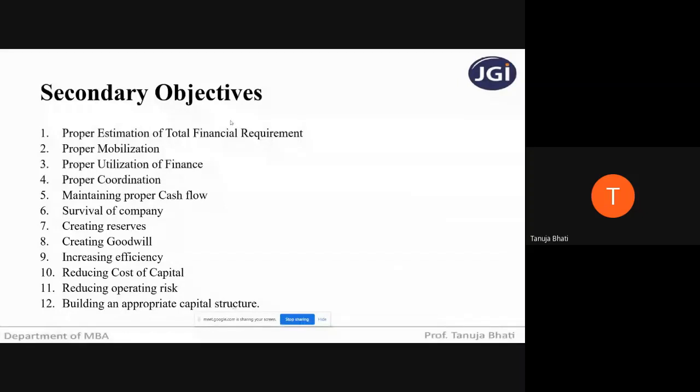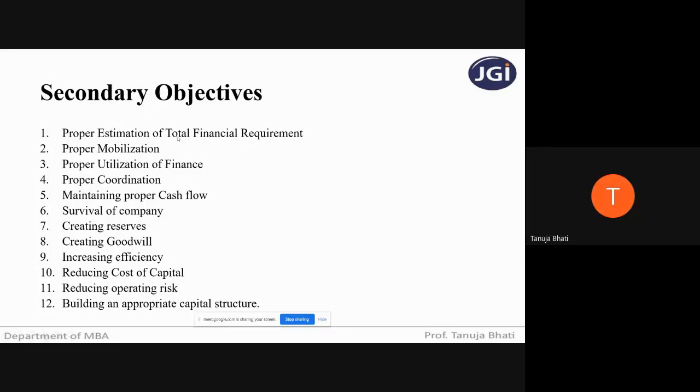Okay, so is any explanation on any particular objective required, students? As I've already covered this while explaining the primary objective. Does anyone require any explanation on any particular points mentioned here? Yes, students? Yes, ma'am. Okay. Ma'am, proper mobilization, please explain.